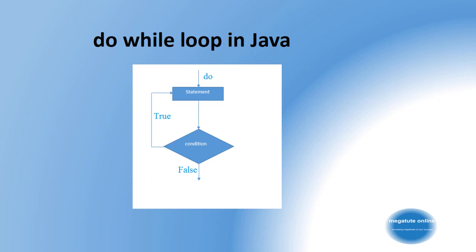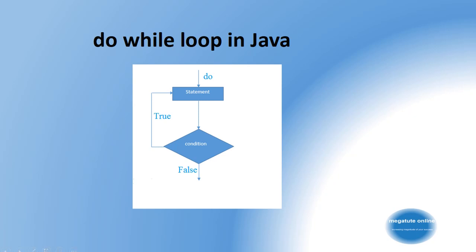So this is the only loop with a semicolon, and this is the only loop which executes at least once. We use this loop for presenting menus, where we have to show a menu first and then ask the user to do this or that, and then on the user's choice from the menu, the loop will continue or not. So in such kind of scenarios or programs, you have to use the do while loop.